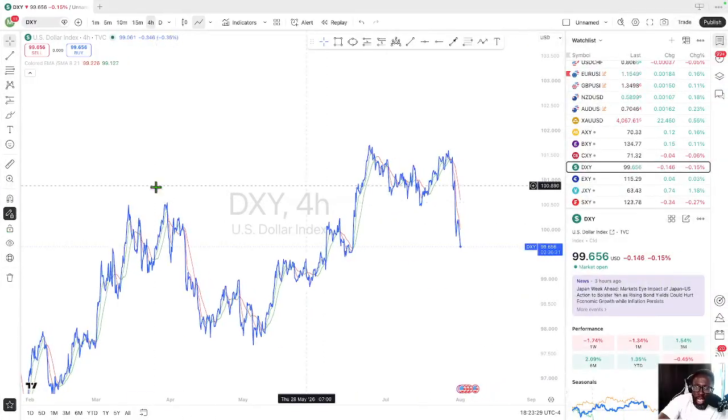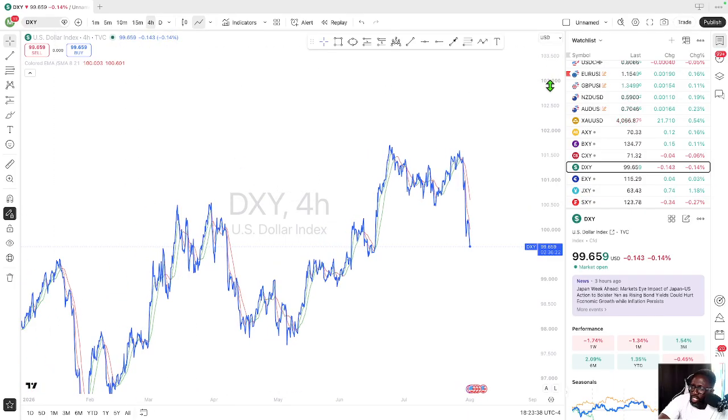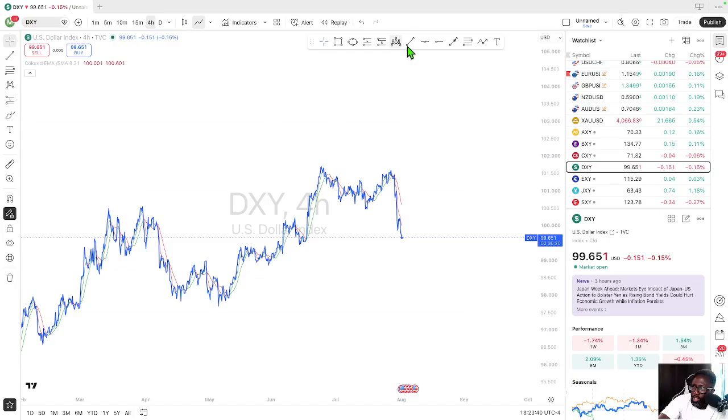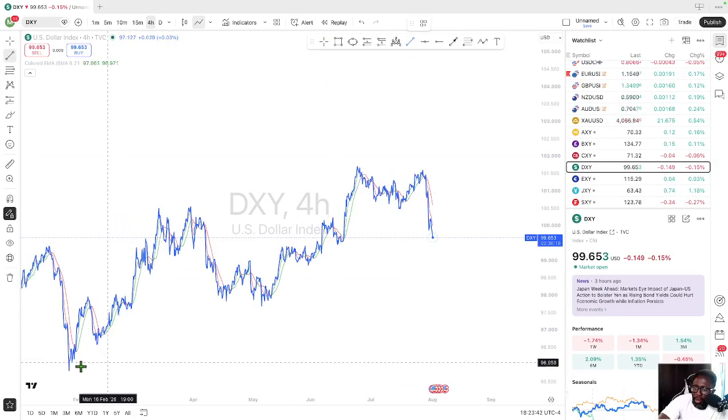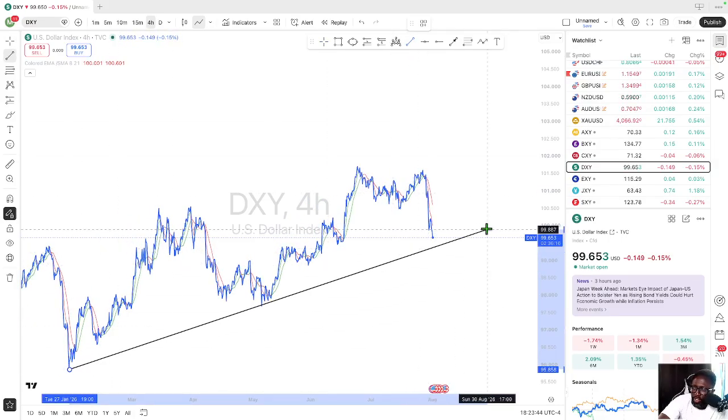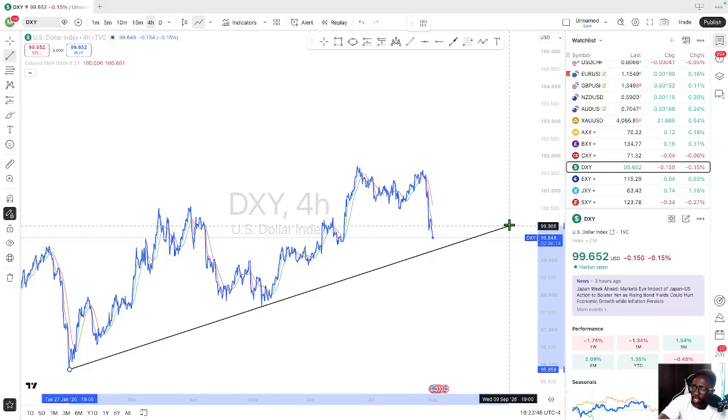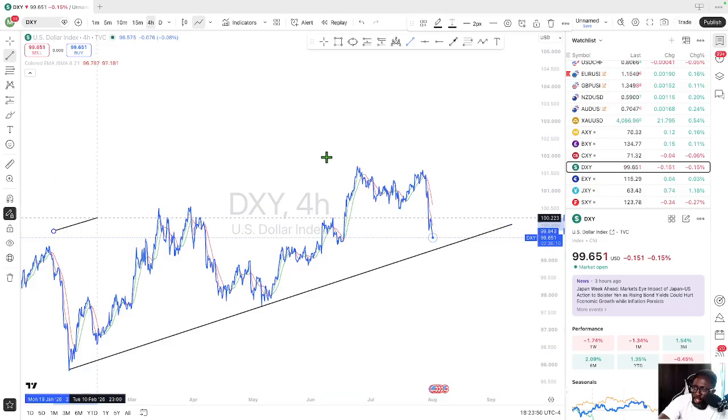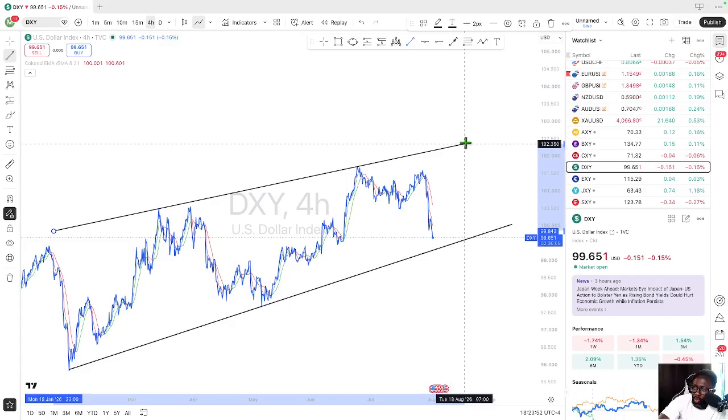So let's look really quickly at what's happening with the dollar. I'm looking at it on a 4-hour time frame, and I'm only looking at the dollar. I'm not looking at anything else. The other stuff is for my private students. So here we have the dollar, which seems bullish, right?